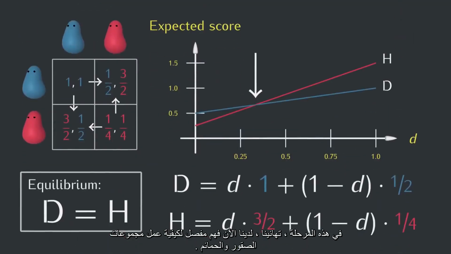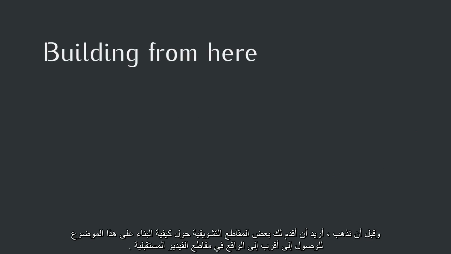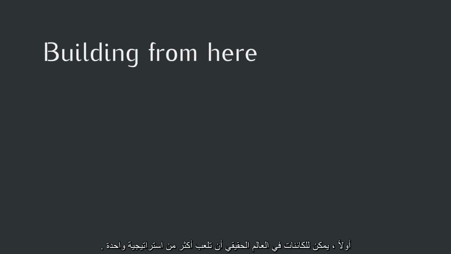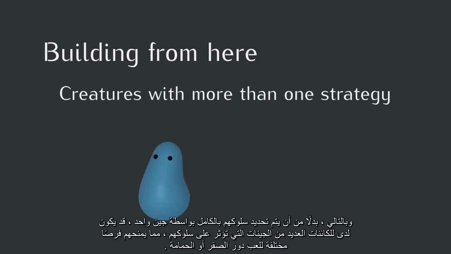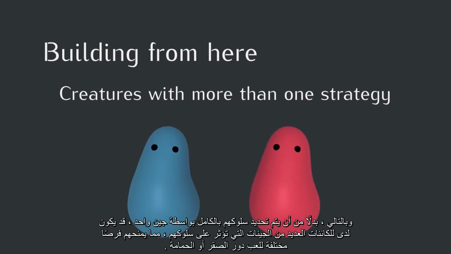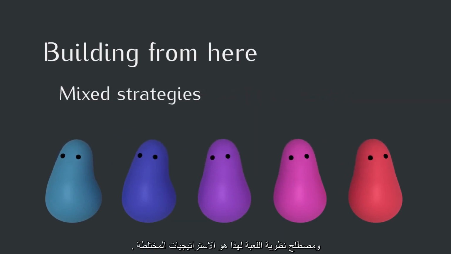At this point, congratulations, we have a pretty detailed understanding of how populations of hawks and doves work. And as basic as this model is, with only 2 simple strategies, it's a powerful starting point for analyzing behavior in the real world. And before we go, I want to give you some teasers for how we'll build on this to get closer to reality in future videos. First, creatures in the real world can play more than one strategy. So instead of having their behavior completely determined by a single gene, our creatures could have several genes affecting their behavior, causing them to have different chances of playing hawk or dove. And the game theory term for this is mixed strategies.